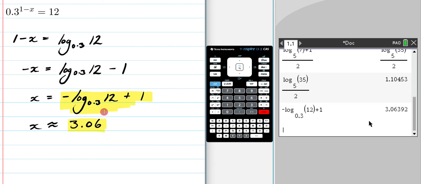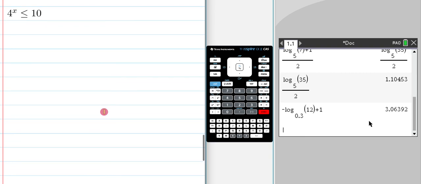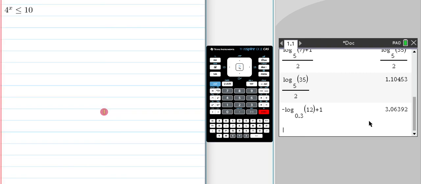Perfect. Hopefully all that made sense. We're now going to move on to something a little bit different, and that is learning about inequalities.